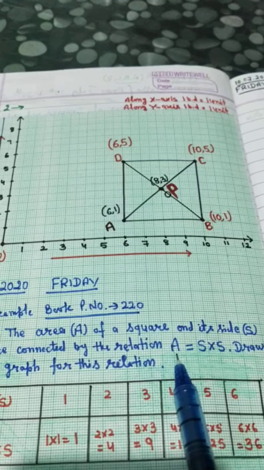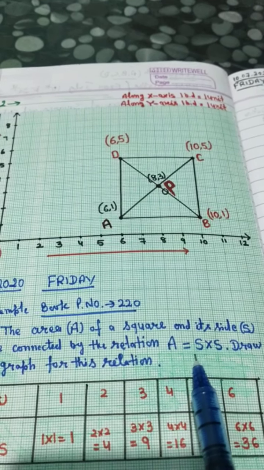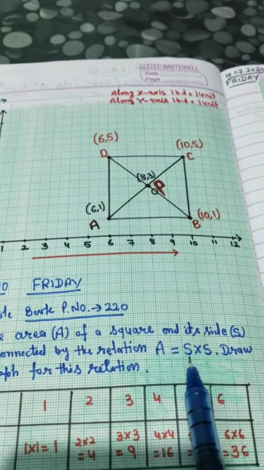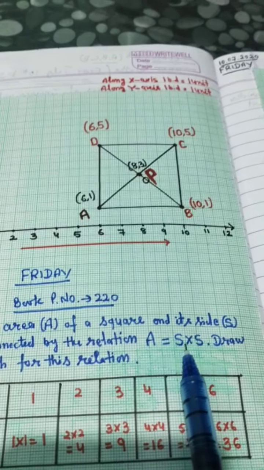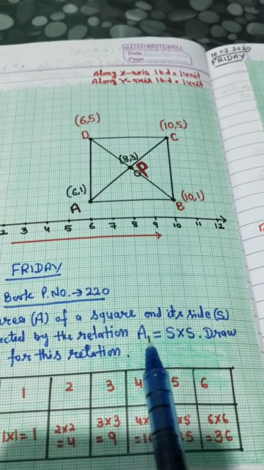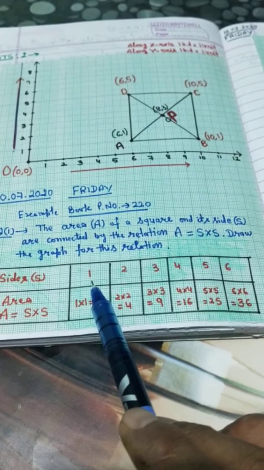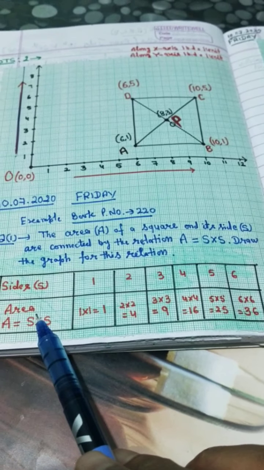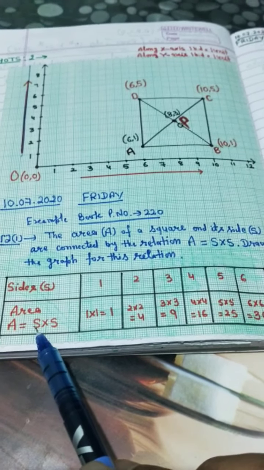Here side and area are given. To plot points on graph paper, here two quantities are there, one side and the other area. Side is your independent variable, it is represented along the x-axis, and area is your dependent variable, it is represented along the y-axis. So if side is 1 unit, then what will be the area of a square? Area is equal to side into side.